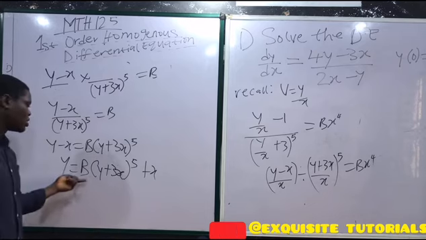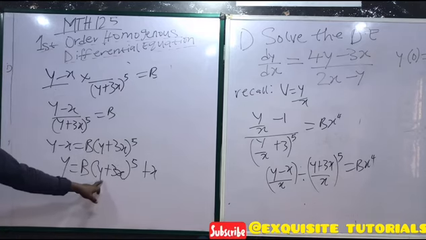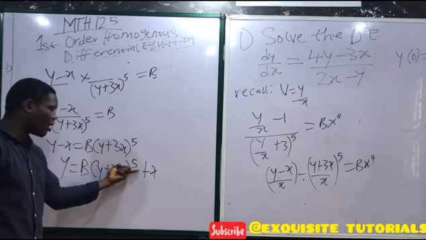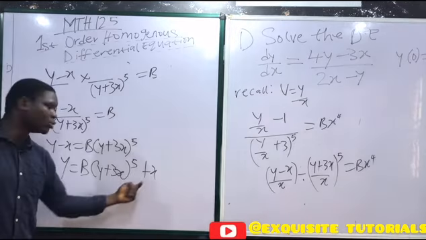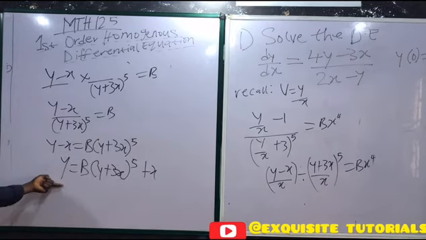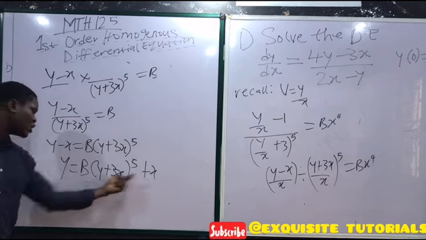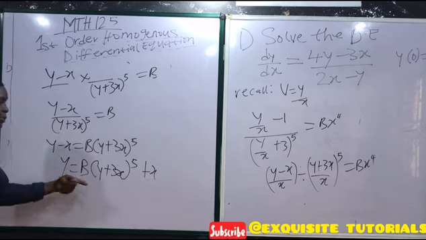The aim there is to get this constant b. So y is 1, x is 0. So we have 1 raised to power 5 times b plus 0, and our y is 1. So we have b plus 0 is equal to 1, which means that b is equal to 1.